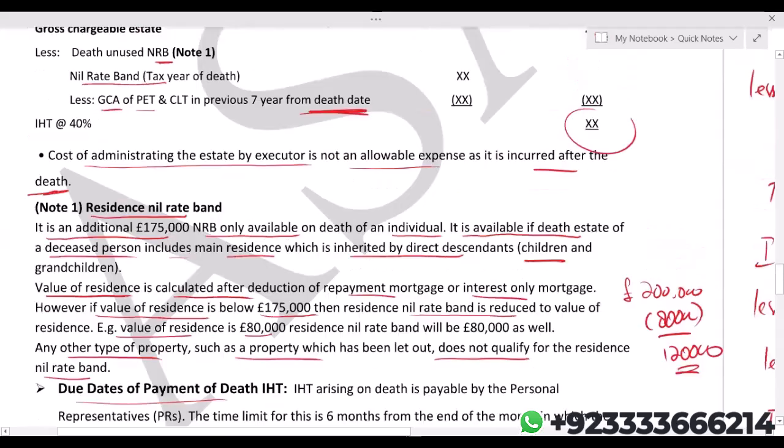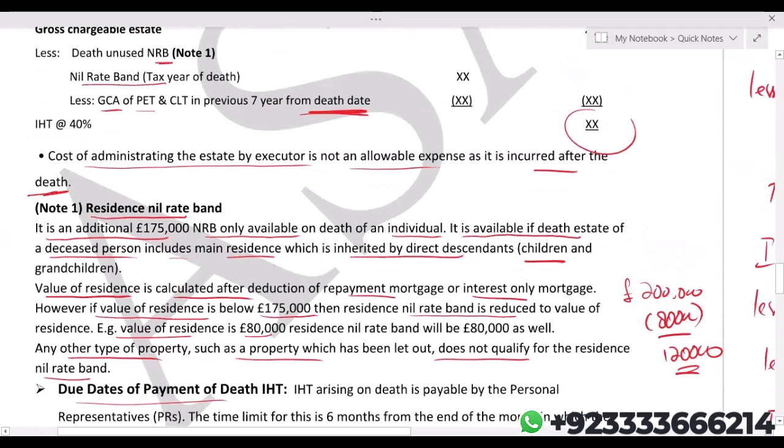So students, in a very short period of time, I have covered all the main concepts of IHT. And previously we covered CGT. Now we are left with two topics. One is VAT and another is corporation tax.